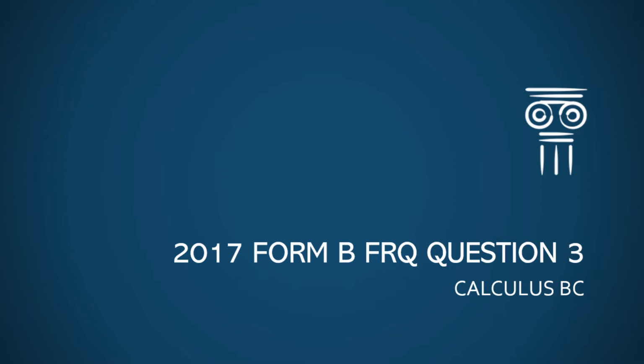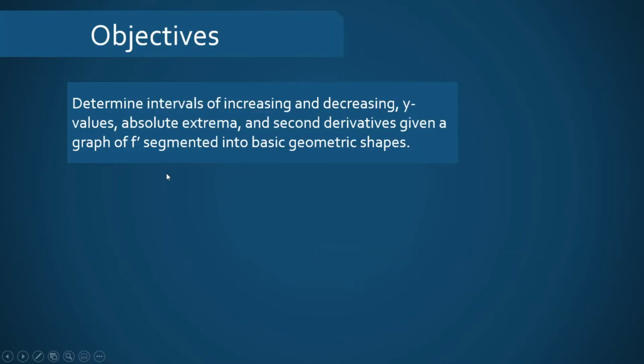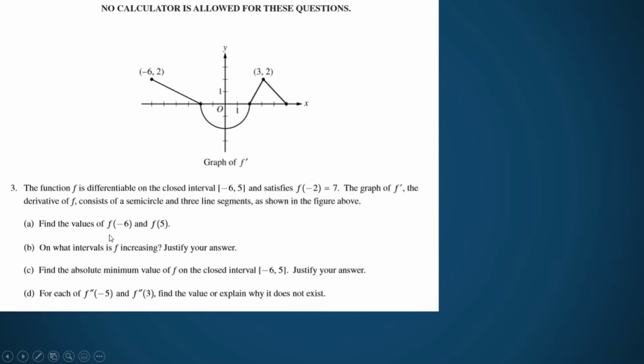So we're continuing with free response questions, this time 2017, and we'll be looking at interpreting graphs of the derivative. I've got this differentiable function f, which is not what's graphed, on the closed interval from -6 to 5, which satisfies f of -2 is 7. Our graph of the derivative of that function consists of semicircles and line segments.